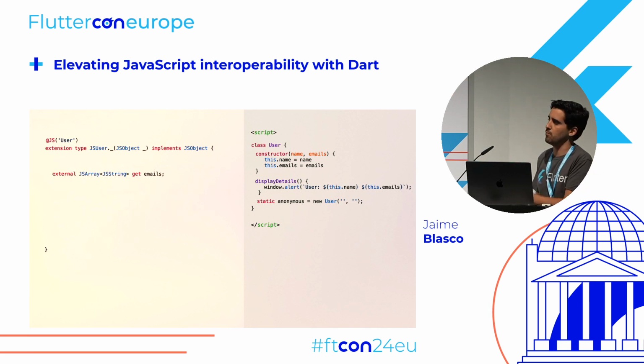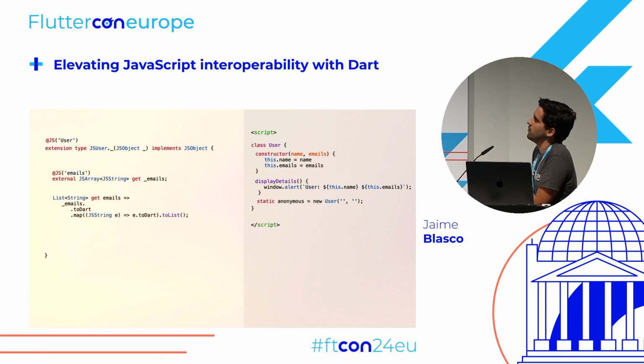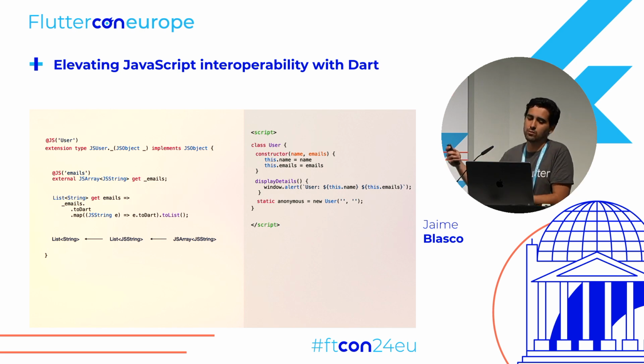Something very similar applies if we want to do the opposite. If we want to access the emails property from the JavaScript object, we'll have to get it as a JS array of JS strings. But again, we want to expose it to the developer as a list of strings. So we want to hide this because it's very complex for them. We are going to make a public getter that converts the emails, which is a JS array, to a list, and then now that we have a list of JS strings, we will be able to convert it directly to a list of strings.